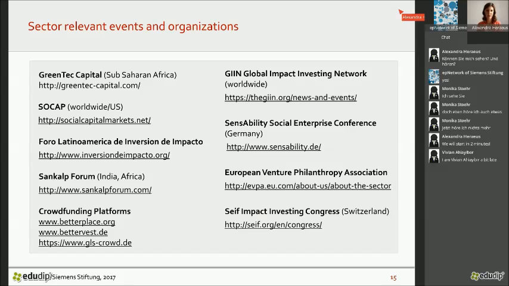The European Venture Philanthropy Association, as another example, is an event that's coming up every year, and there's a lot of impact investors, a lot of foundations, some companies, some social entrepreneurs. So it's really a broad forum, and using these opportunities to meet people and to pitch your idea is something that I would definitely recommend to you.